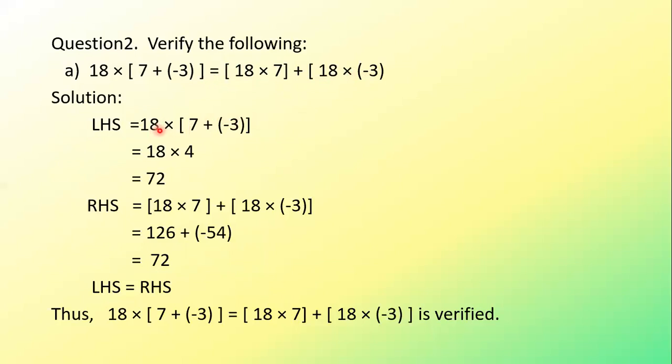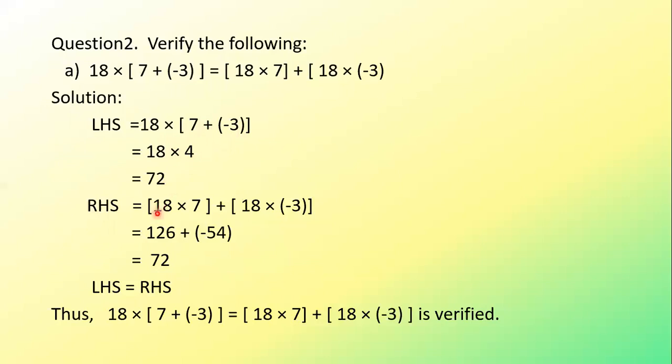LHS: 18 into 7 plus minus 3. Here the bracket is given, so we have to solve the bracket first. That means first we have to add 7 plus minus 3, one positive and one negative. Think about addition, it is not a multiplication. When we add opposite signs, we take the difference and give the sign of the greater integer. 7 plus minus 3: the difference is 4 and the greater number is positive, so our answer will be 4. Now this 4 we will multiply by 18. 18 4s are 72.